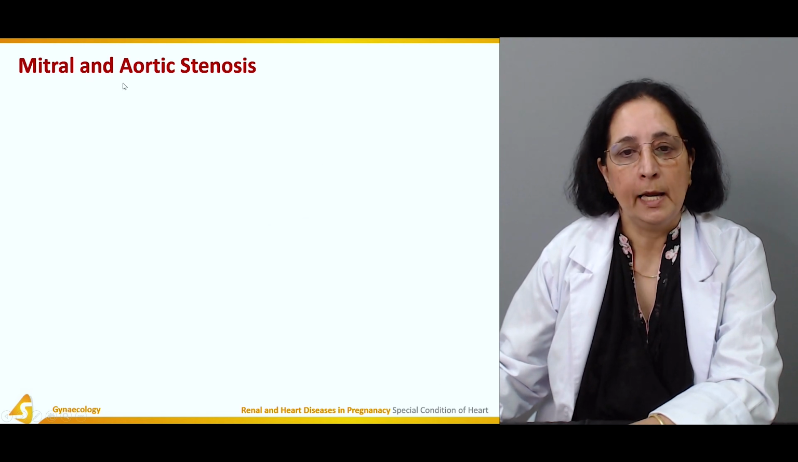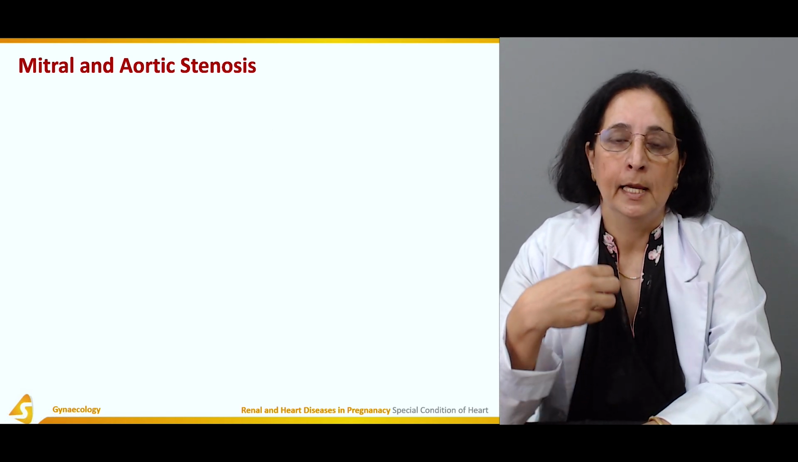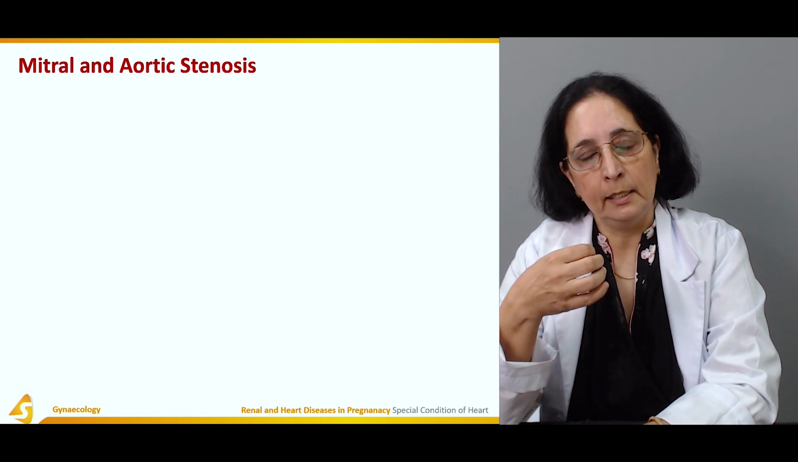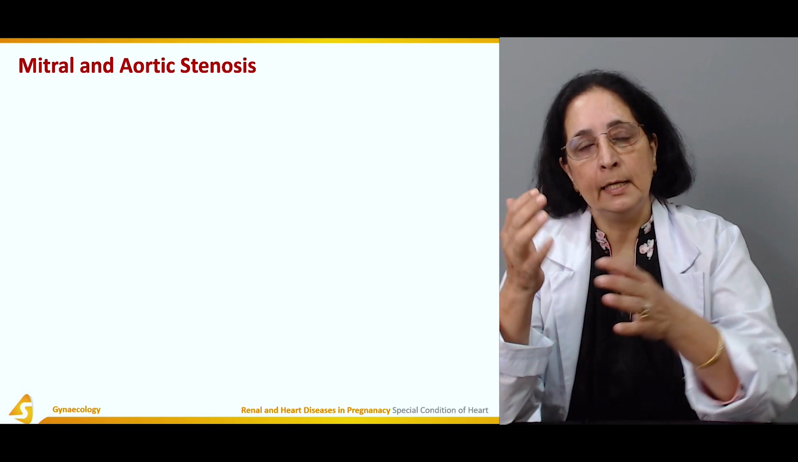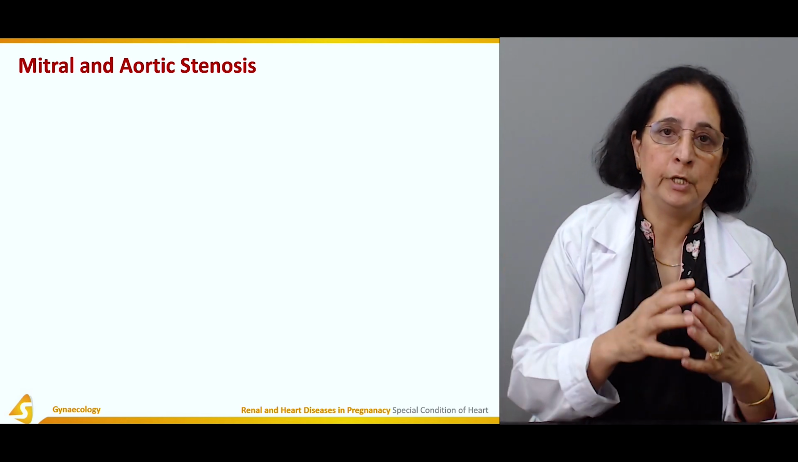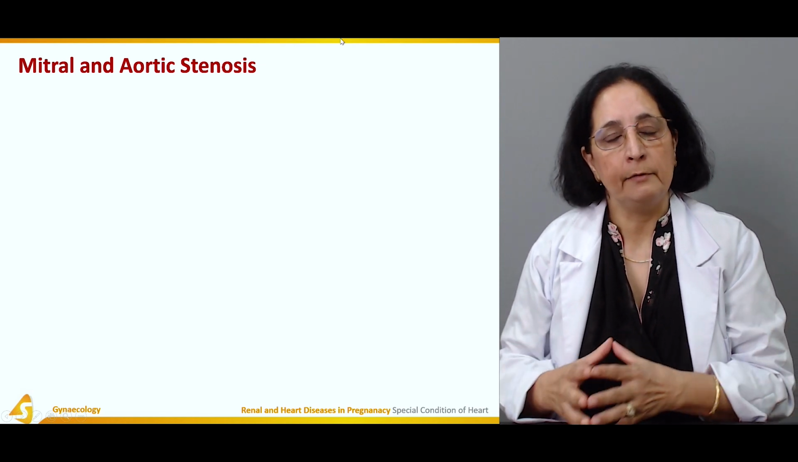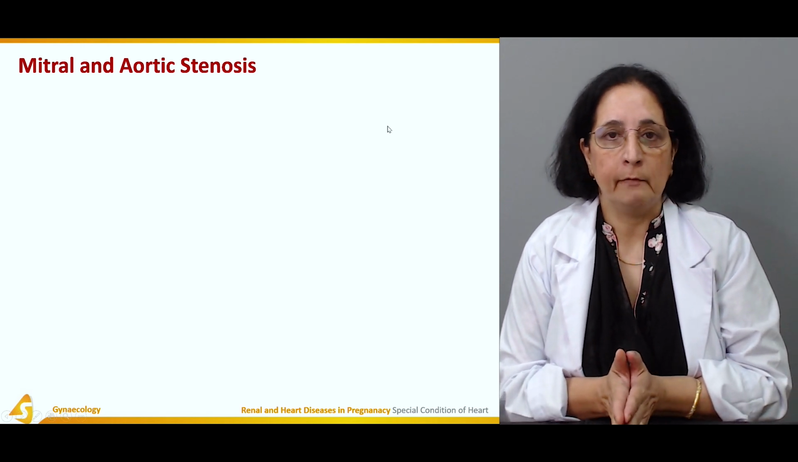Then mitral and aortic stenosis. The aortic valve is present in the aorta, from where the blood goes from the left ventricle into the aorta. Then we have the mitral valve between the atrium and the ventricle.